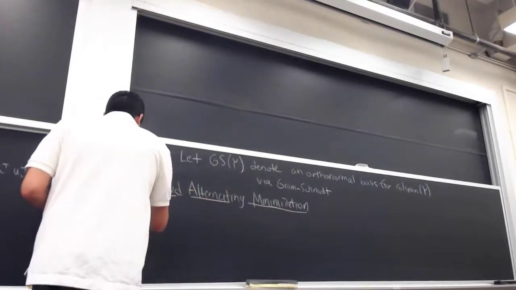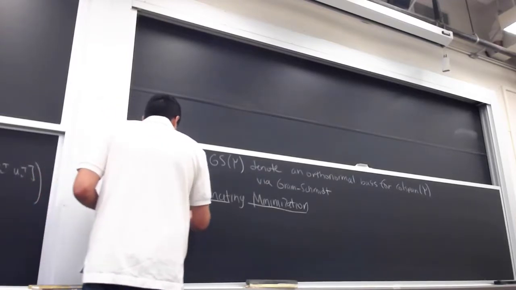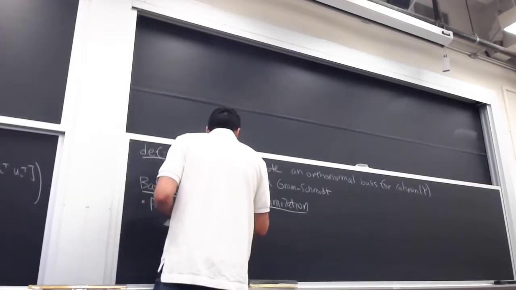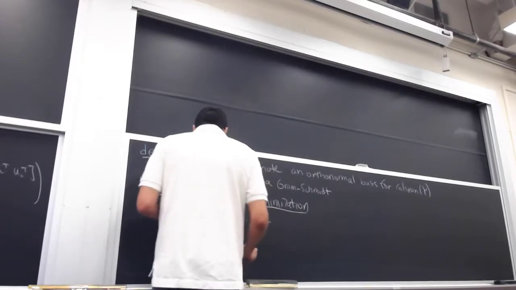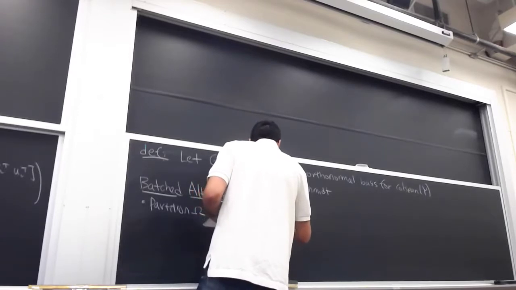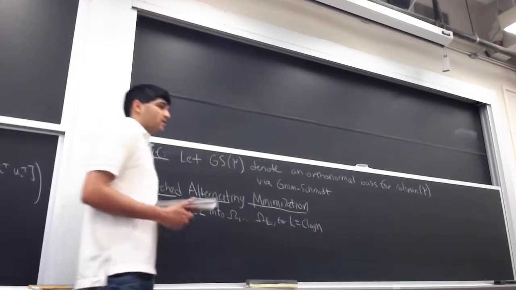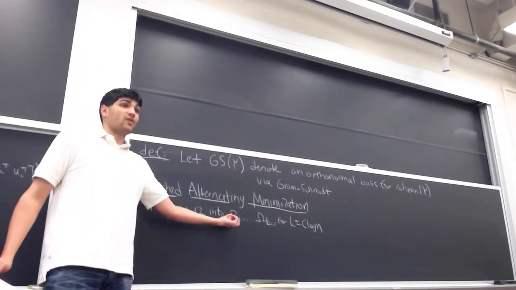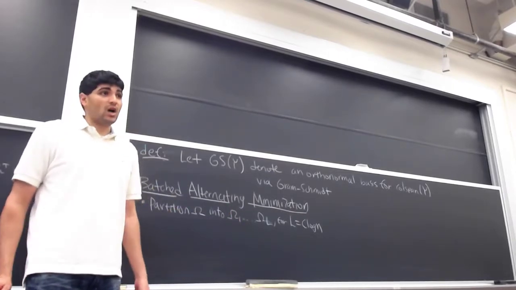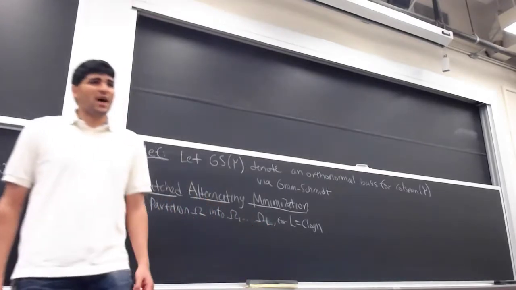And the reason it's batch is because the first thing we're going to do is partition omega, our set of observations, into omega 1 through omega L, for L equals C log N. So we're going to make sure that each of these sets of observations omega I has at least N times R times log N observations, and we're going to have log N of these phases. So does this remind you of anything?